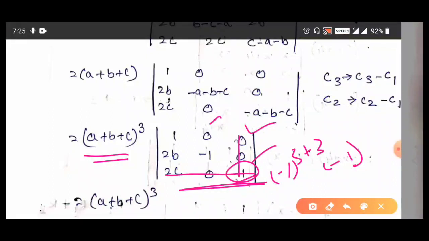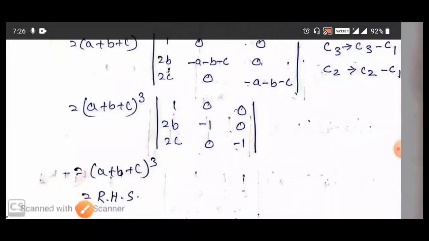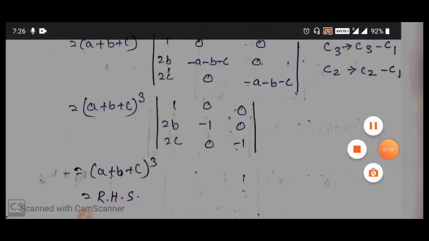Then we have to do what? 1 into minus 1 is minus 1, minus 2b into 0 is 0. So from here we will have this minus 1 plus 1, and minus 1 to the power 3 plus 3 is 1. So from here we will get the answer 1. 1 into (a plus b plus c) whole cube is (a plus b plus c) whole cube, which is equal to RHS. So this is question number 11.1.